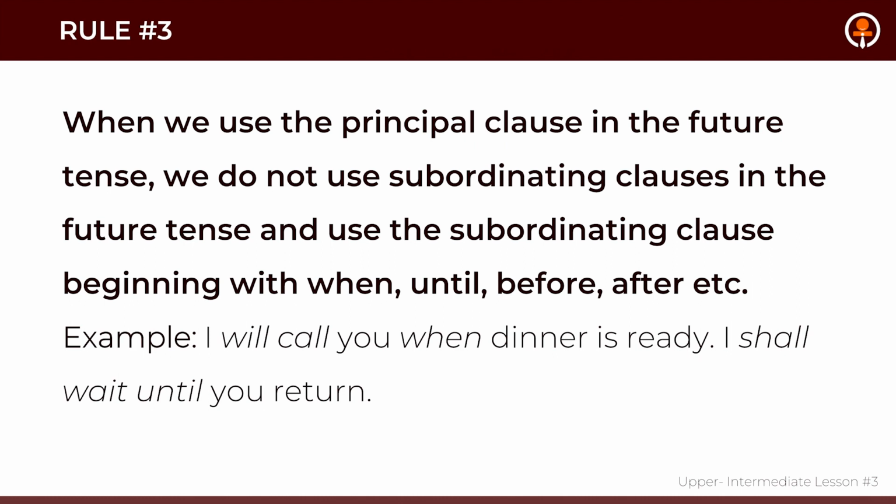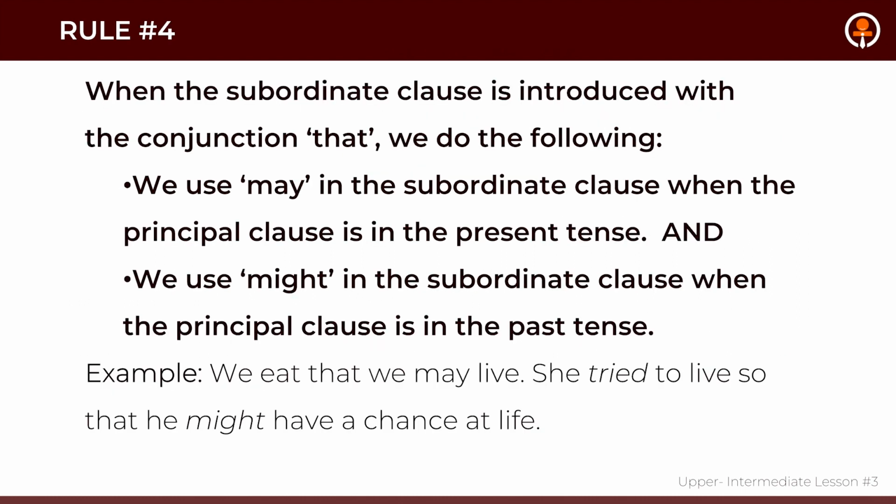Okay, rule number 4. When the subordinate clause is introduced with the conjunction that, we do the following. First, we use may in the subordinate clause if the principal clause is in the present tense. And if the principal clause is in the past tense, we use might in the subordinate clause. For example, we eat that we may live. She tried to live so that he might have a chance at life. So it depends on the tense of the principal clause whether we use may or might.